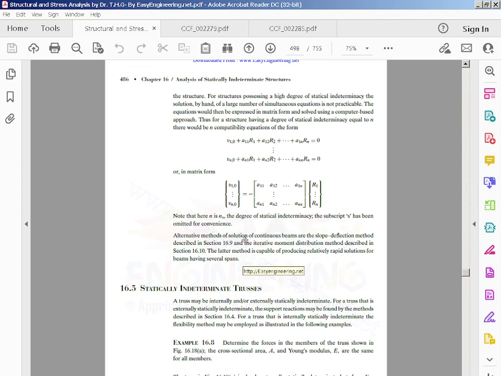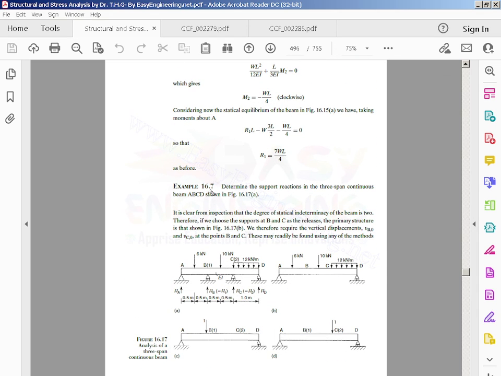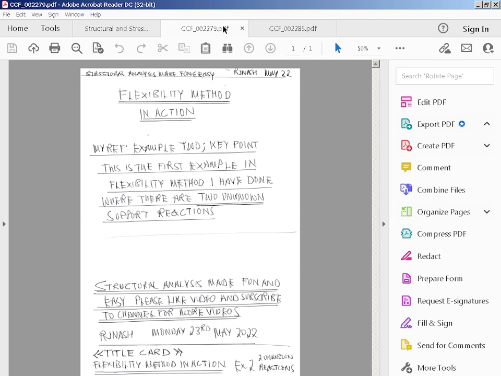Alternative methods of solution of continuous beams are the slope deflection method described in section 6.9 and the iterative moment distribution method described in section 16.10. The latter method is capable of producing relatively rapid solutions for beams having several spans. So that's basically the solution. The first example that I've done is with two unknown supports using the flexibility method, and I'll do some more videos to go with it. So that was the flexibility method in action, in my reference example 2.